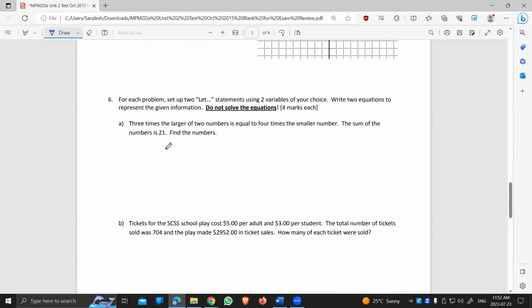Let's try doing this. For each problem, set up 2 let statements using 2 variables of choice. Write 2 equations. Do not solve them. Okay, let's look at the first one, A. 3 times the larger of 2 numbers is equal to 4 times the smaller number, and the sum of the numbers is 21. So we're expecting to get 2 equations out of the 2 sentences they've given us. What's our x? What's our y?